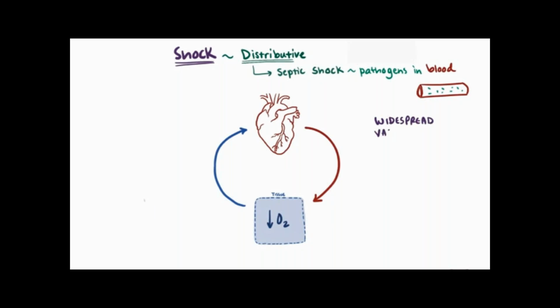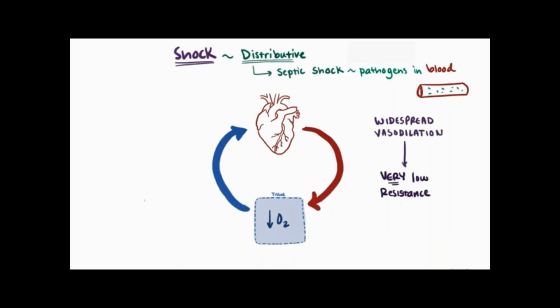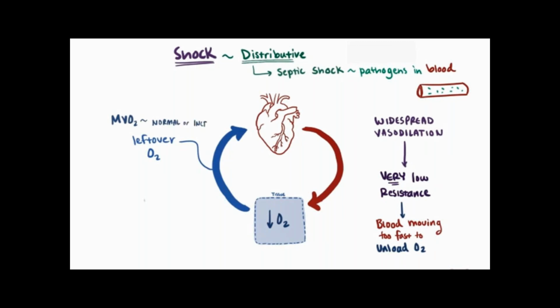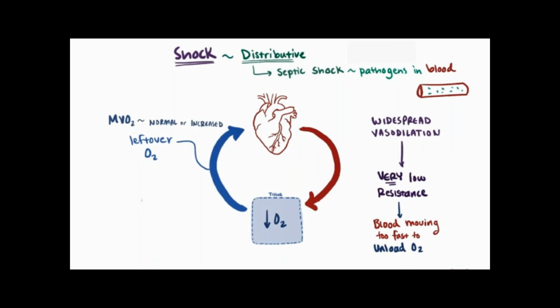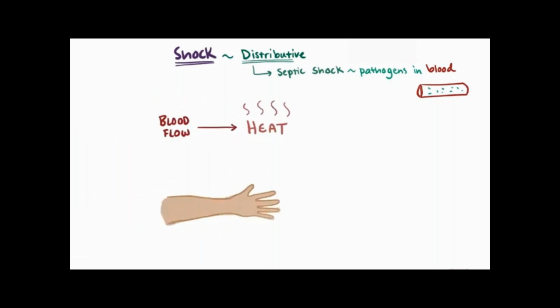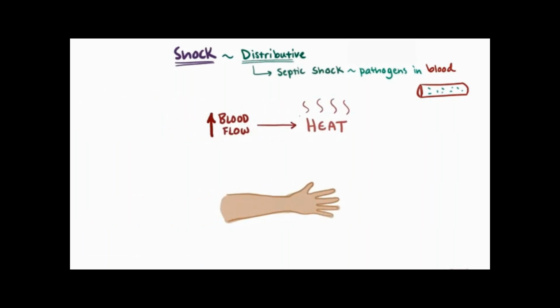Okay, so this widespread vasodilation means very little vascular resistance, and blood can't get the chance to unload as much oxygen as it cruises through the vasculature, and it gets back to the right side of the heart with leftover oxygen. So in this case, as opposed to cardiogenic and hypovolemic shock, MVO2 can be normal or even increased. In contrast to hypovolemic and cardiogenic shock, now there's an increase in flow in the peripheral blood vessels, and the skin becomes warm and flushed. So distributive shock is a kind of warm shock.